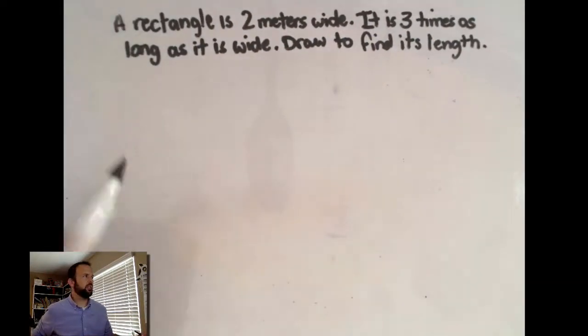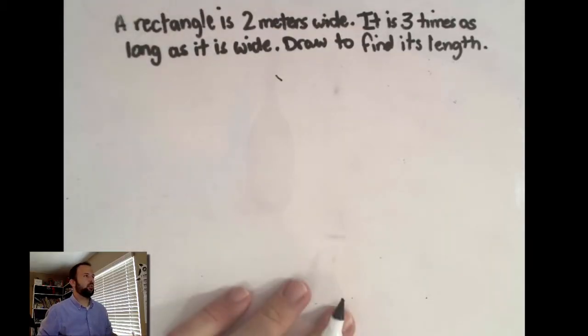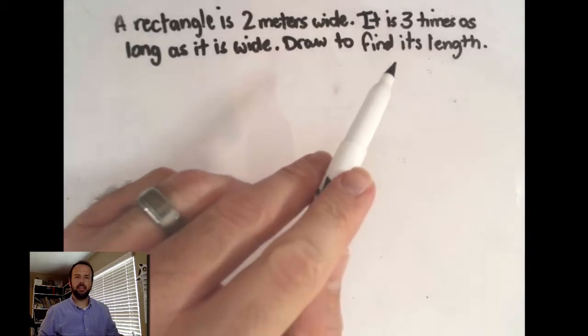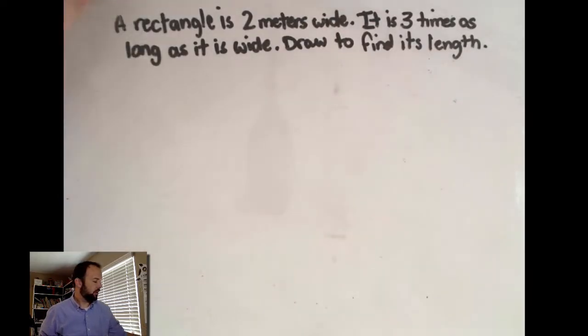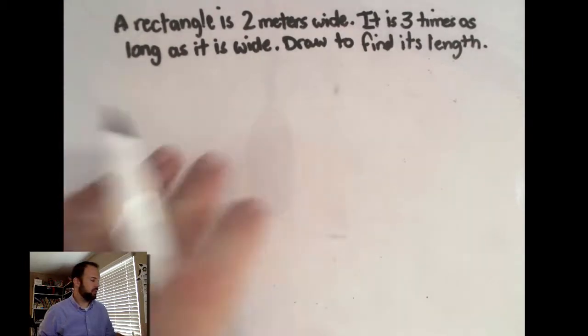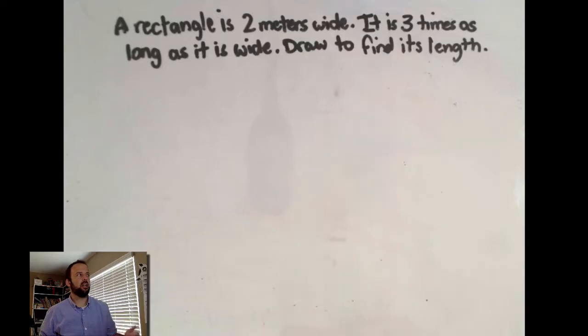A rectangle is 2 meters wide. It is 3 times as long as it is wide. Draw to find its length. Okay, so obviously with this riddle here, the fate of Gotham doesn't fall in our hands, but it is kind of interesting to try to figure this out. Like, what size rectangle is this?